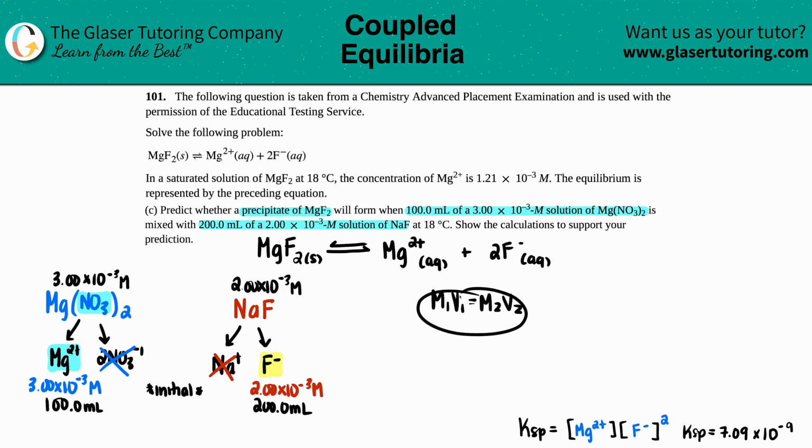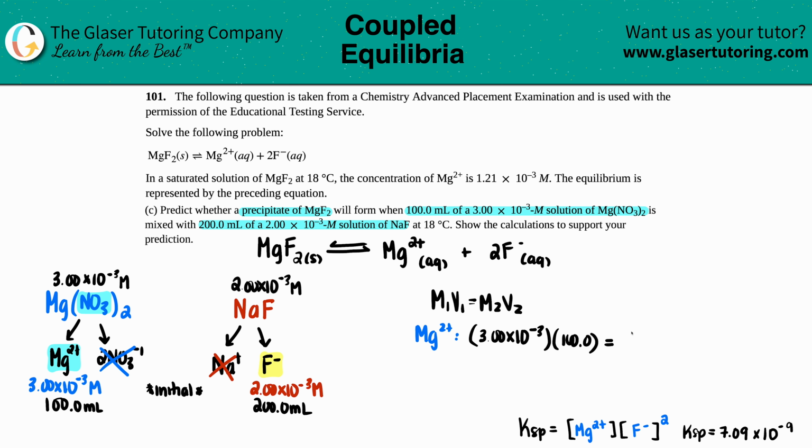So we have to do this 2 times. Let's do it for Mg first. So M1V1 equals M2V2. The initial molarity for the Mg is 3.00 times 10 to the negative third times the initial volume, which was 100. If you're using this formula, you don't have to convert into liters. Mils are fine, just as long as both volumes are in mils.